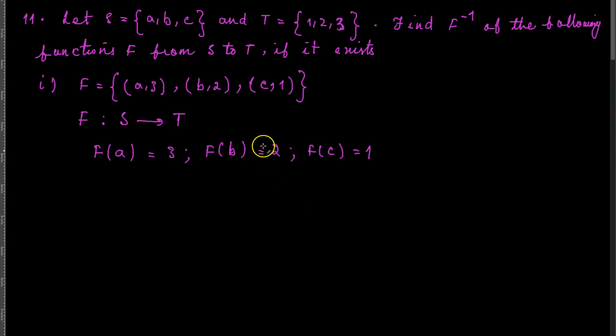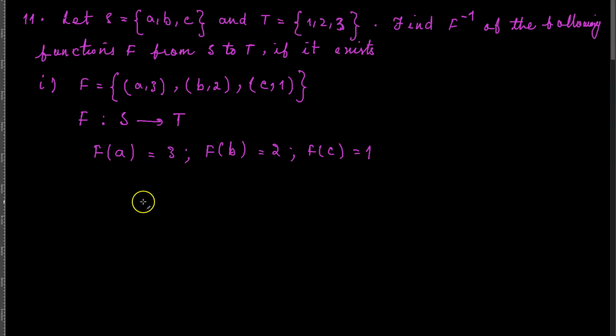Right? Now, of course you can see that this function is, first of all, 1 to 1, because a is mapped to 3, b is mapped to 2, and c is mapped to 1, meaning that every distinct element of the domain of the function has a distinct, unique image in the codomain of the function.